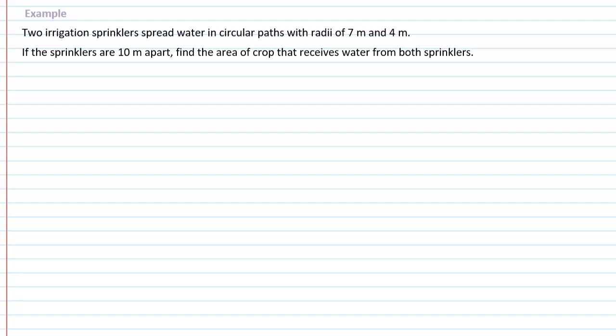Okay, let's go ahead and look at this example here. This example involves some sprinklers. We've got two irrigation sprinklers that spread water in circular paths with radii of 7 metres and 4 metres. We're told, if the sprinklers are 10 metres apart, find the area of the crop that receives water from both sprinklers. So let's start this with a diagram.